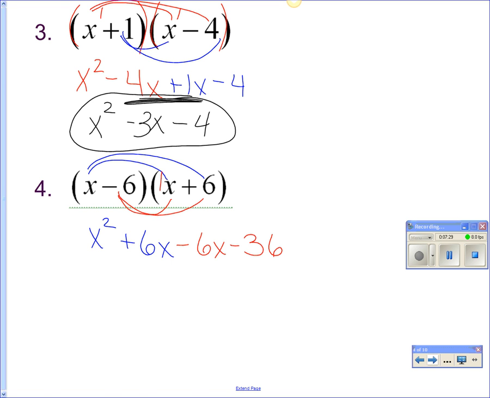All right, Jeremy, now I have to combine like terms. Which two are the like terms? Positive 6x and what else has an x with it? Positive 6x and negative 6x are like terms. All right, so what's positive 6 and negative 6, guys? Cancel. Very good. So you're left with x squared minus 36 is your answer.